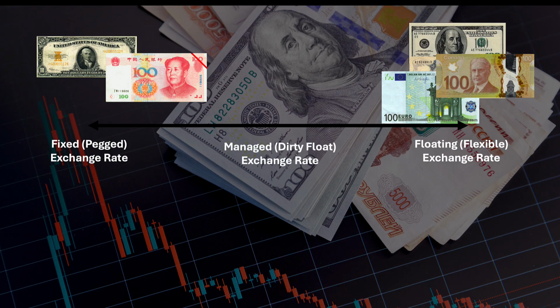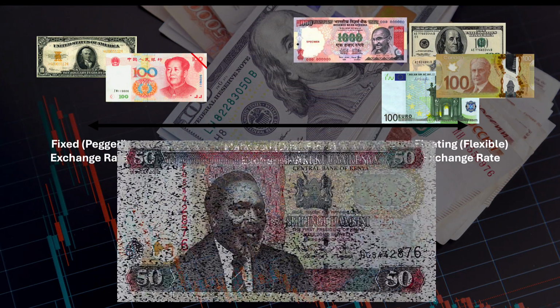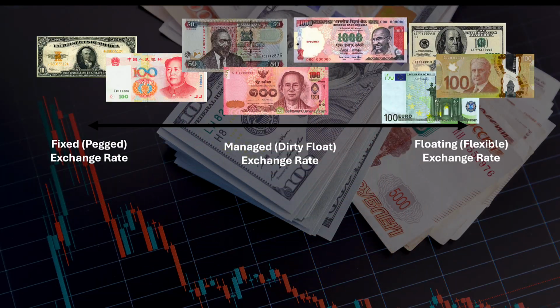And that brings us to the middle ground, the managed float systems, sometimes called dirty floats. In these systems, governments allow some market fluctuation but intervene as needed to keep the exchange rates near a preferred target. Today, roughly half the world's countries use managed floats, including India, Argentina, Kenya, and Thailand. These systems offer some of the flexibility of floating exchange rates and some of the predictability of fixed ones, but they can also be difficult to manage and at times have triggered major financial crises, especially in emerging markets.